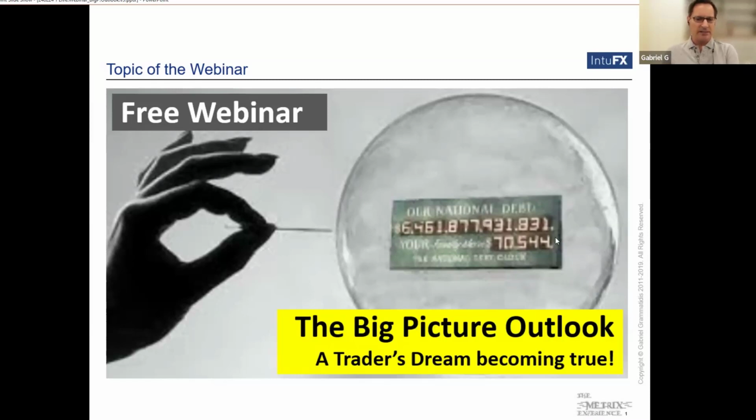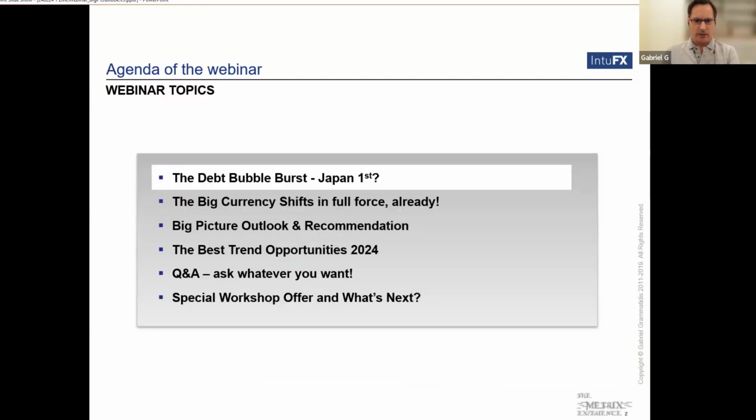So we already see here this bubble. What bubble is that? Well, the debt bubble. So that's what we talk about today. That has a huge impact on the big picture outlook.